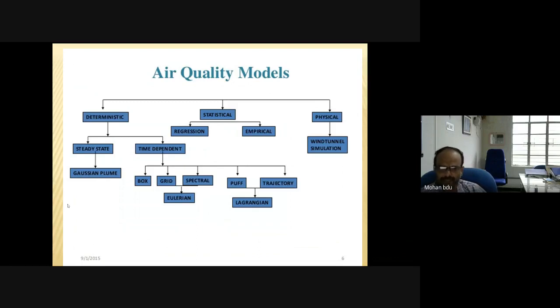In the deterministic model, you also have the box model, grid model, spectral, puff, trajectory, and Eulerian and Lagrangian models. All these are based on mathematical equations. There are also some statistical models, the receptor models like principal component analysis, positive matrix factorization, and multivariate analysis, which are used to determine the air quality sources, or source apportionment. And there are also physical models, which I think are rarely used, but most of the models are based on the Gaussian plume model.